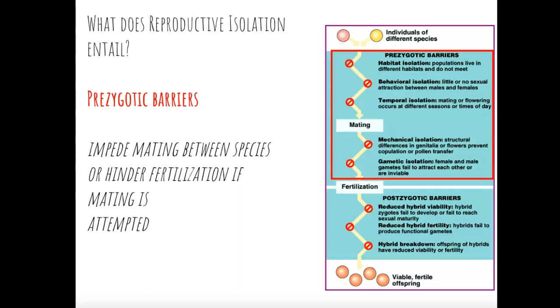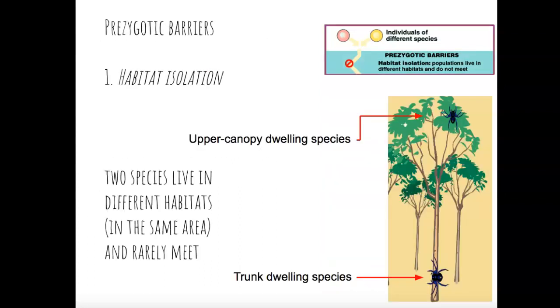We're going to start with those prezygotic barriers, meaning that it's going to happen before an offspring is actually created. So the first one is a prezygotic barrier called habitat isolation. And in this instance, we have two species that live in different habitats in the same area, and they rarely meet. So in this case, we have species of spiders. If one of them lives on the trunk of a tree and one of them lives on the upper canopy of a tree, they live in the same area. Hypothetically, they could interact with each other, but they don't prefer the same habitats, and therefore they will not interact and will not mate because they have different habitats that they prefer.